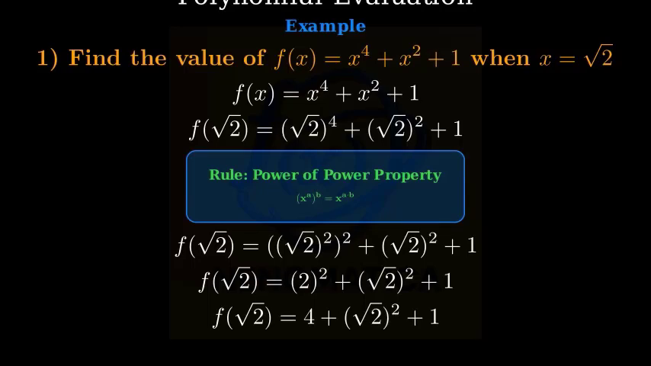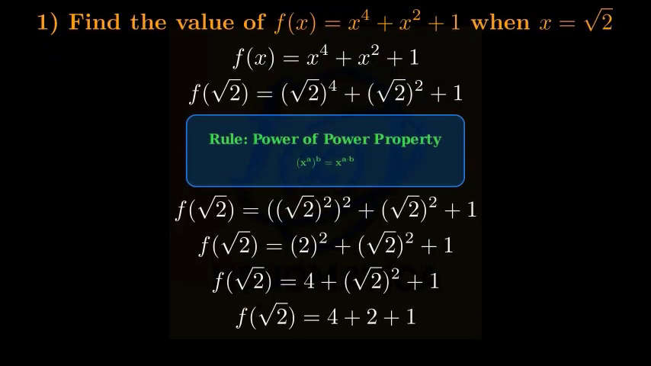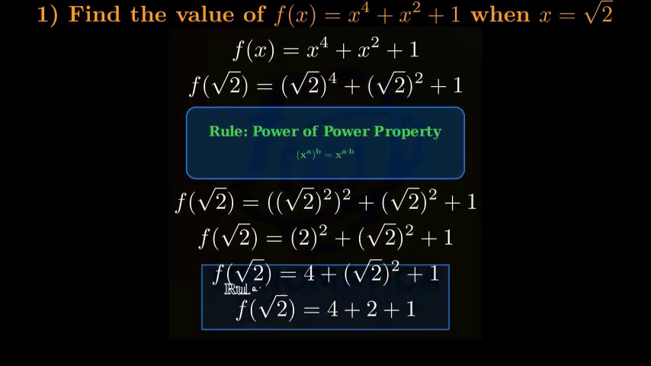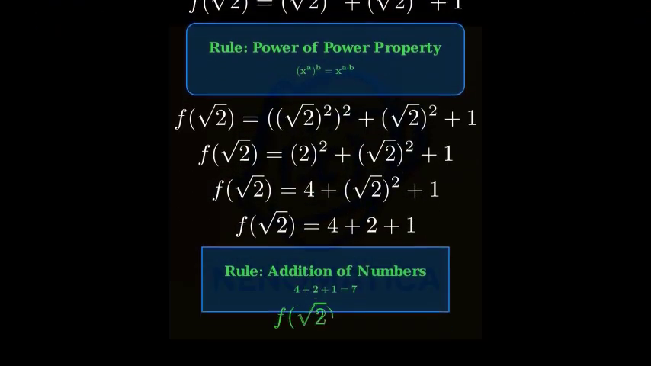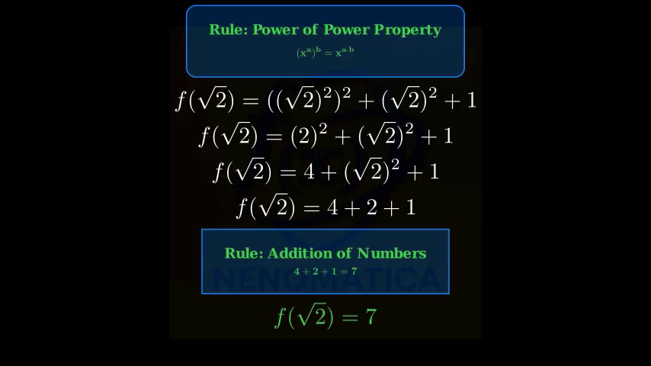Next, let's simplify the second term. Square root of 2 squared is equal to 2. Finally, we add all the terms together to find the value of the function. 4 plus 2 plus 1 equals 7. Now, let's move on to the second example.